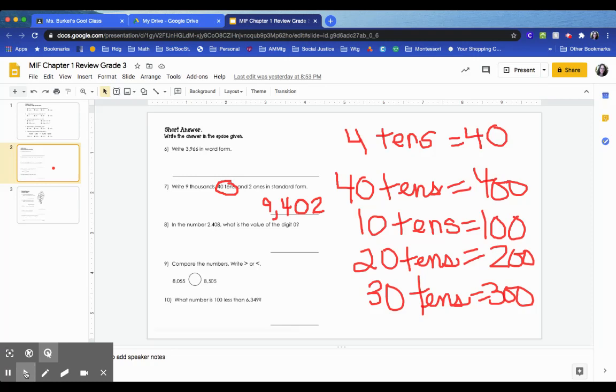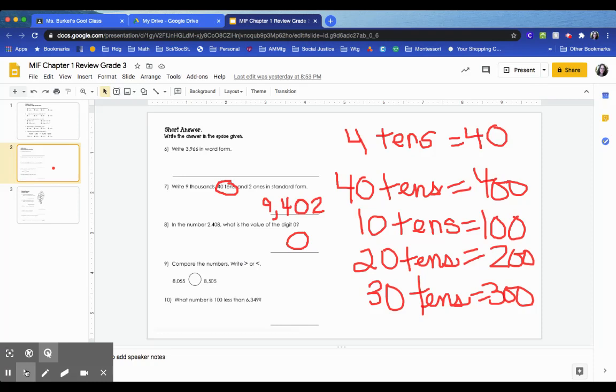Okay, let's go on to number 8. In the number 2,408, what is the value of the digit 0? This is also tricky. It's in the tens place, and it's 0 tens. So what is 0 tens worth? 0. Okay, back to more standard stuff.